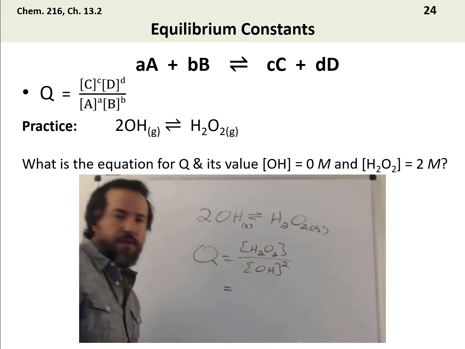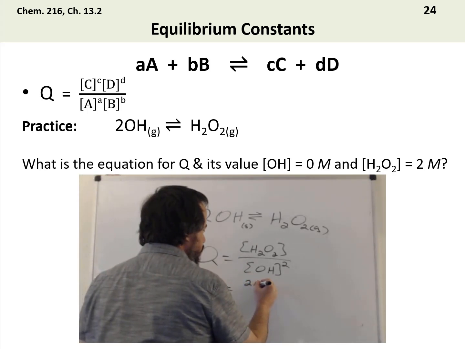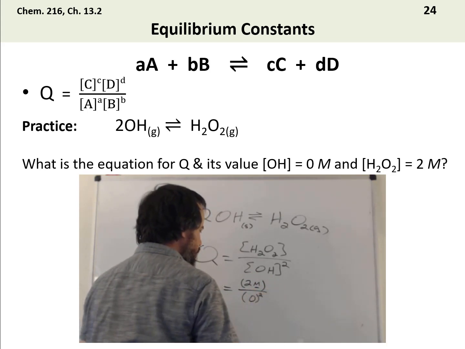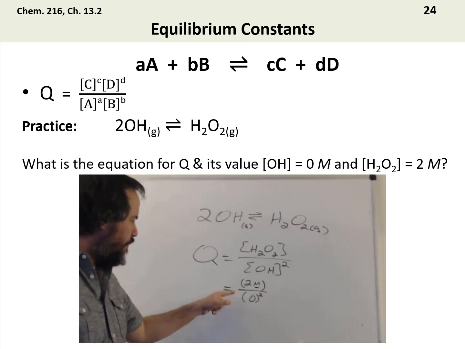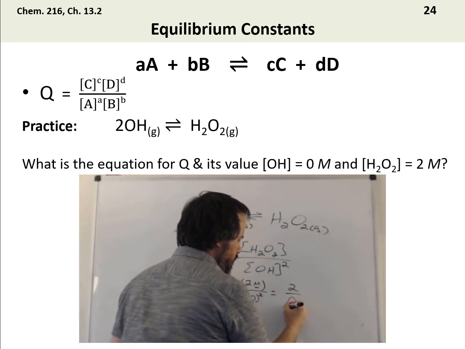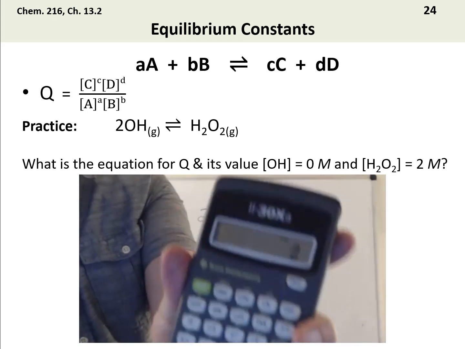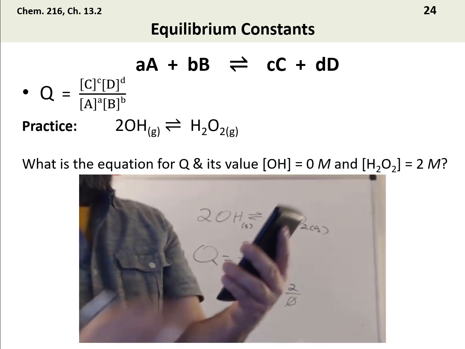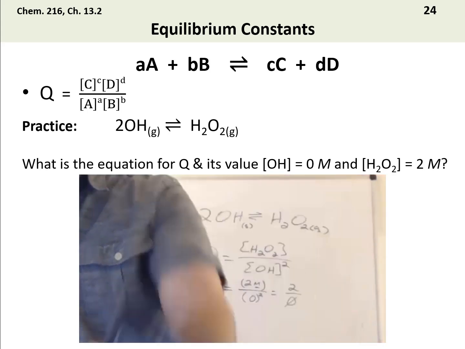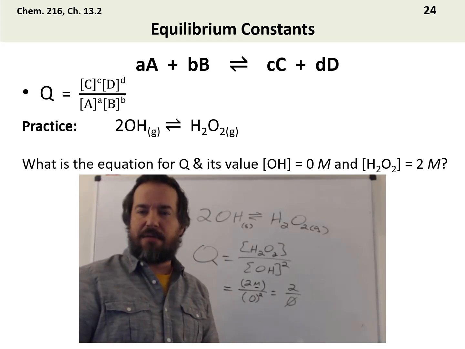And now when I do this, I can plug in my values. So I say this is 2 molar over 0 squared. 2 molar over 0 squared, that's 2 over 0. When I do that in my calculator, it's going to give me an error message. 2 divided by 0 gives me an error message. That's because this is not allowed. You can't divide something by 0.